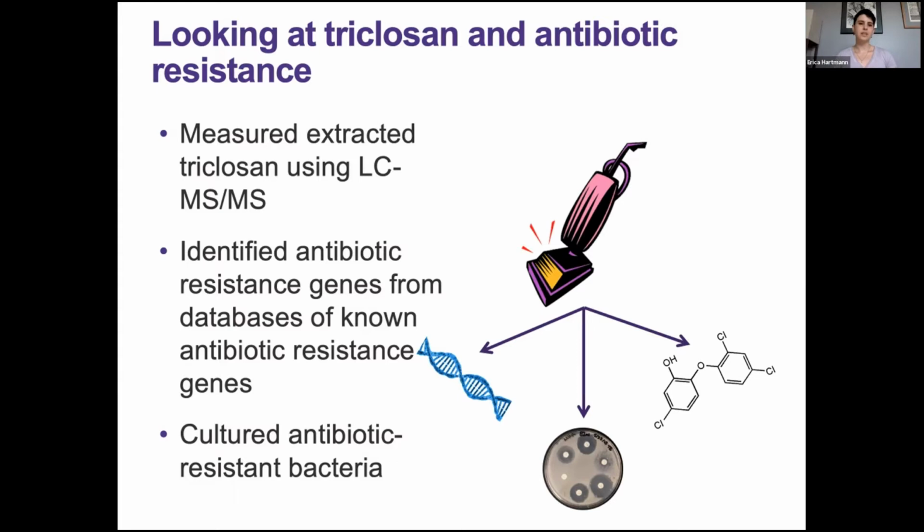We also identified antibiotic resistance genes using shotgun metagenomic sequencing, and we identified antibiotic resistance genes based on their homology to known antibiotic resistance genes. So of course, there are some limitations to this approach, but it's a pretty good place to at least start. And then to complement that, we also did culture work, and we cultured antibiotic resistant bacteria so that we're able to look not just at the genetic material that's there, but also the actual viable microbes.